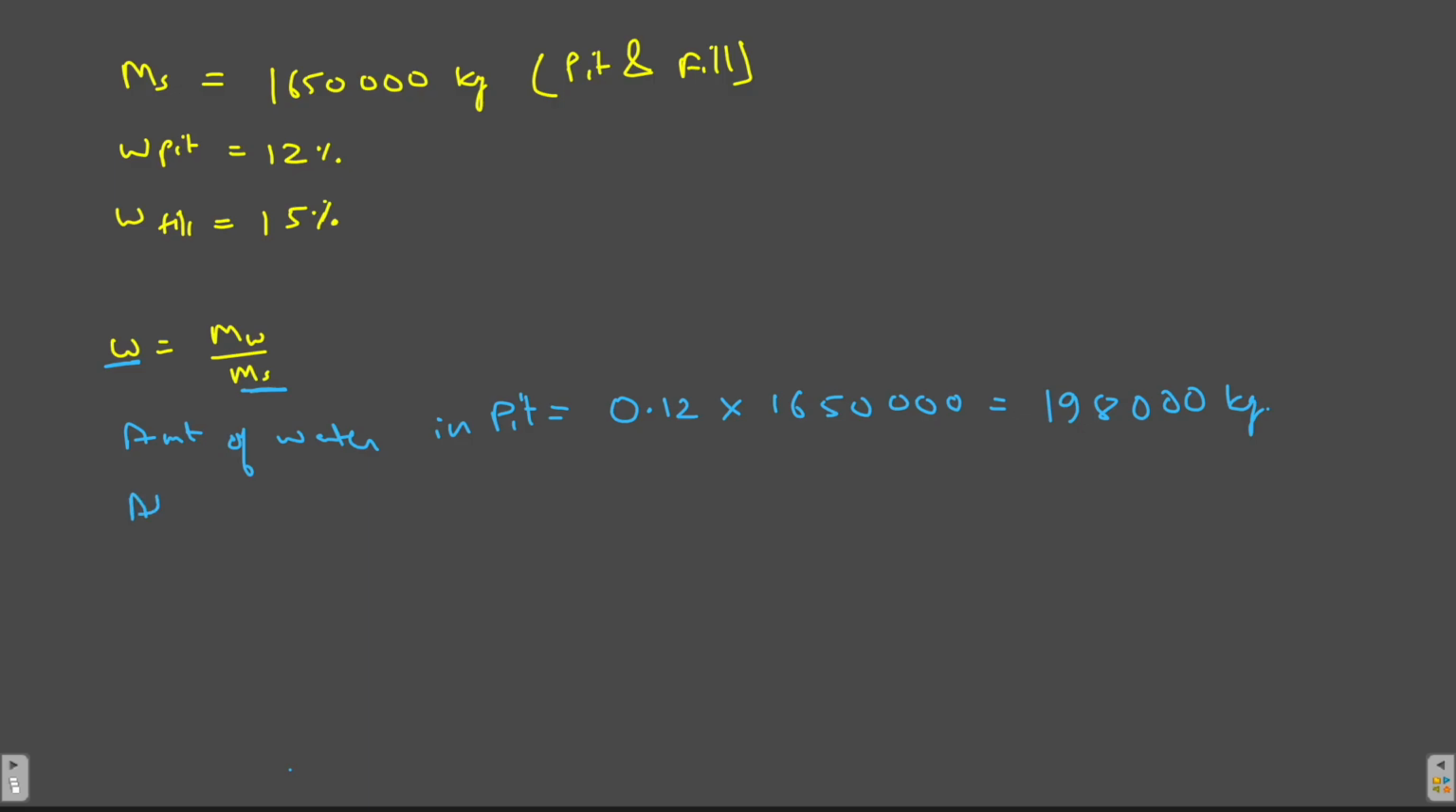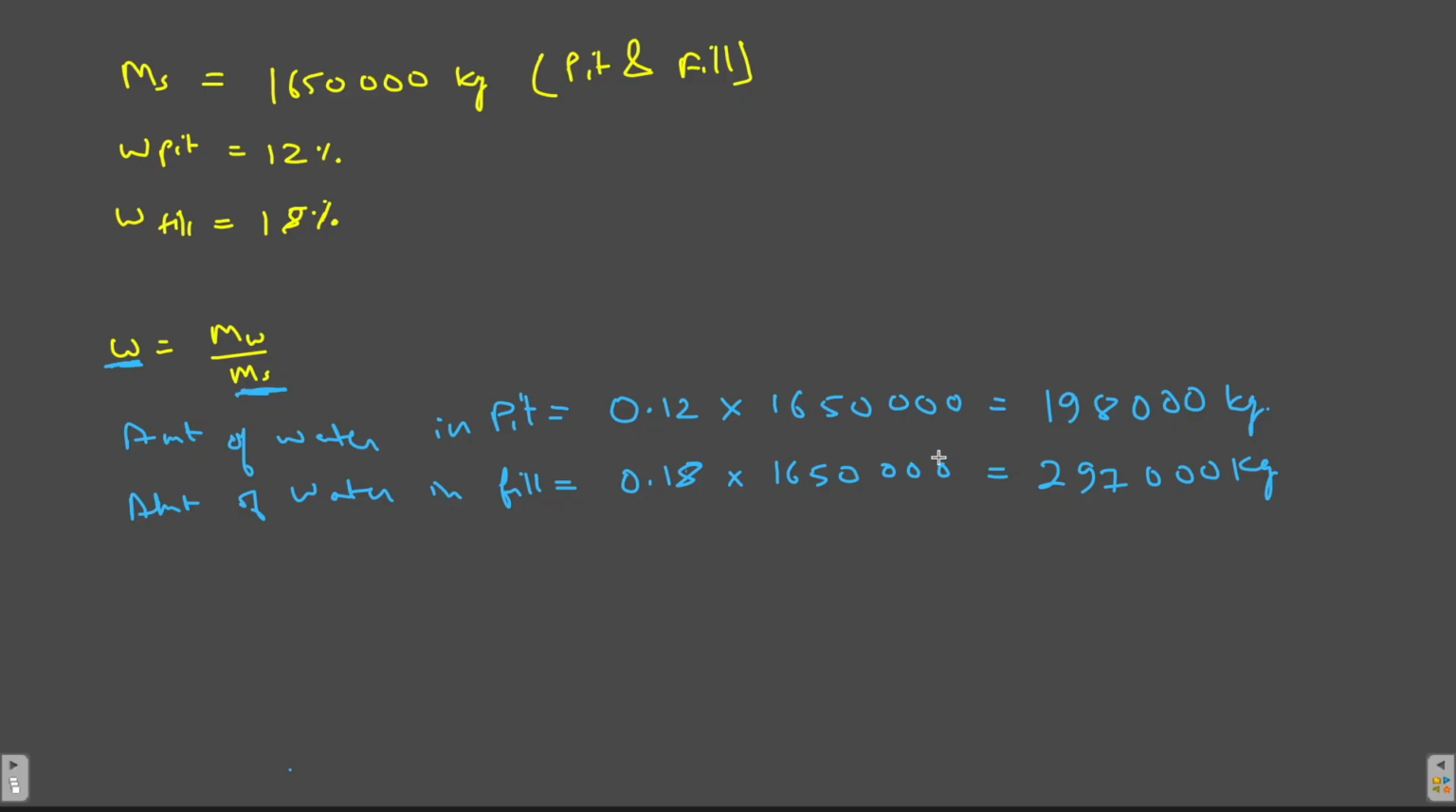Now the same thing, the amount of water in the fill. How much water is there in the fill? It is 0.15 into 1650123. We are multiplying the water content with the mass of the solids. Okay, I'm sorry, it is not 15%, it is 18%. Given in the question it was 18%, it was my mistake that I have written 15%. So the mass of water in the fill will be 2971230. You have to be very careful while writing the units. You cannot make such silly mistakes as I have done in the exam and lose marks.